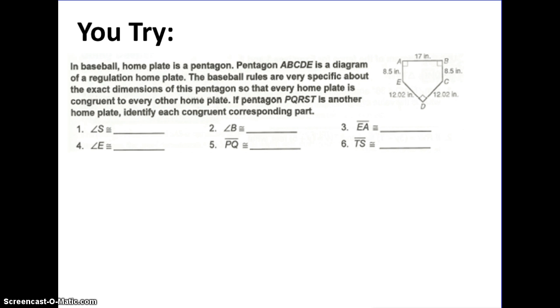Alright, now on this problem, we're not going to do this today. We'll finish this up in class, but what I want to talk to you about is the pentagon ABCDE. Okay? And it talks about pentagon PQRST, which is another home plate, that they are congruent. Okay, all home plates need to be of the same size. So what you would do is I would write PQRST directly above ABCDE so that you see which letter corresponds to which. So A and P correspond, B and Q, C and R, D and S, E and T.